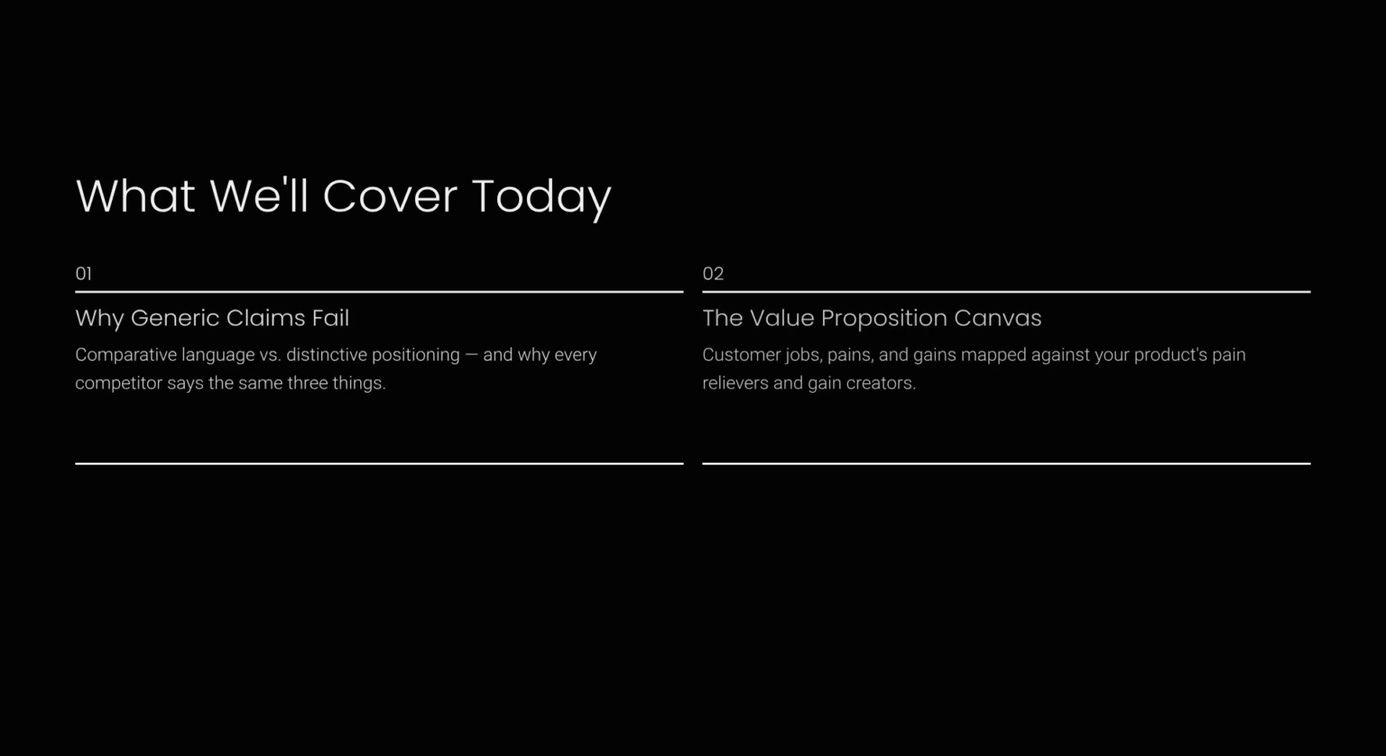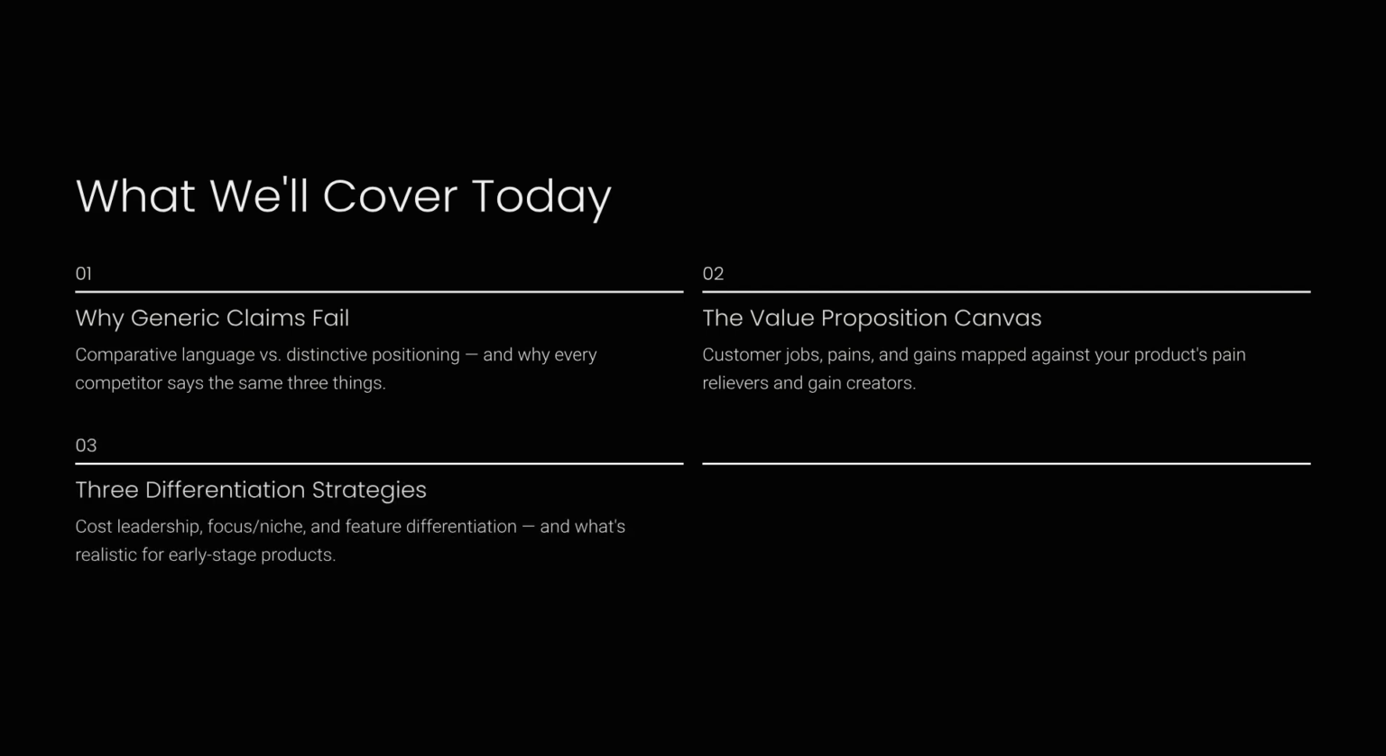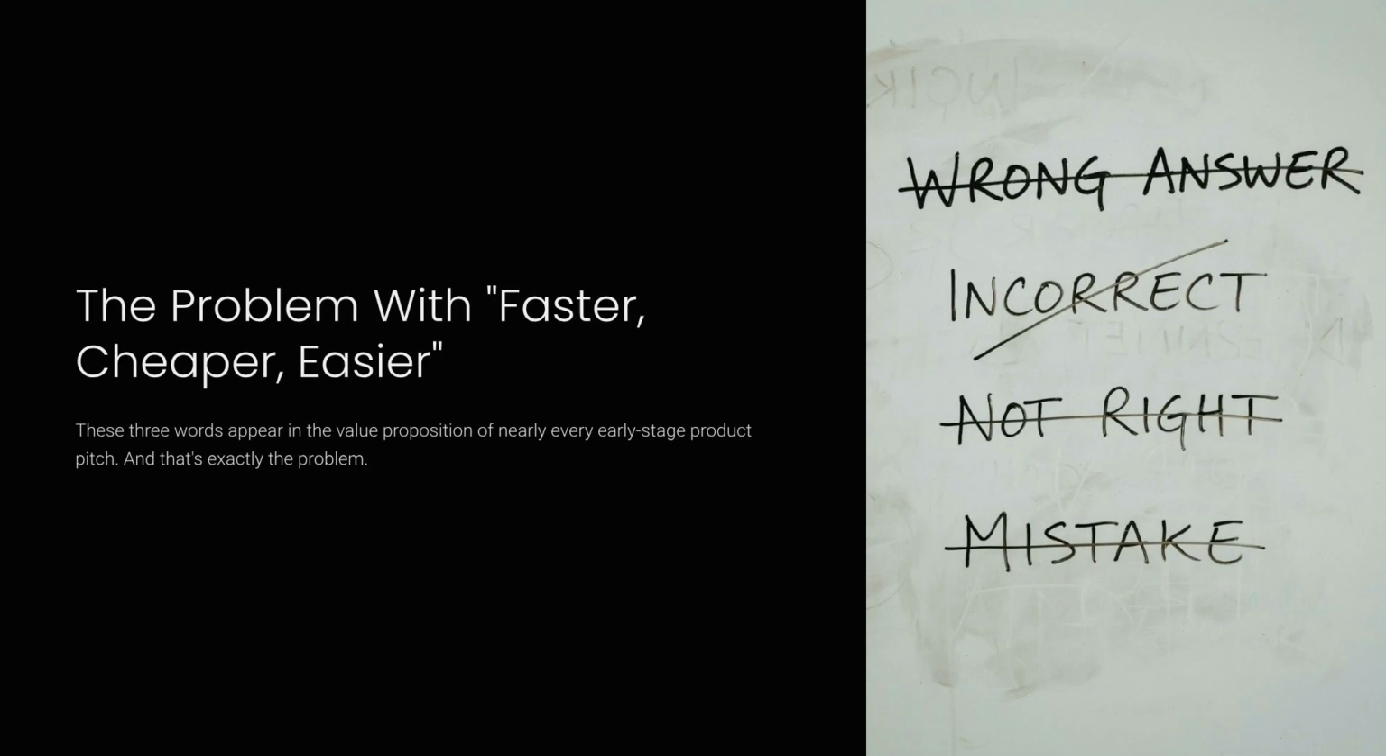In this video, we will cover 4 key areas: why generic claims fail, how to use the value proposition canvas, 3 core differentiation strategies, and finally, how to write a value proposition that is specific enough to pass the competitor substitution test.